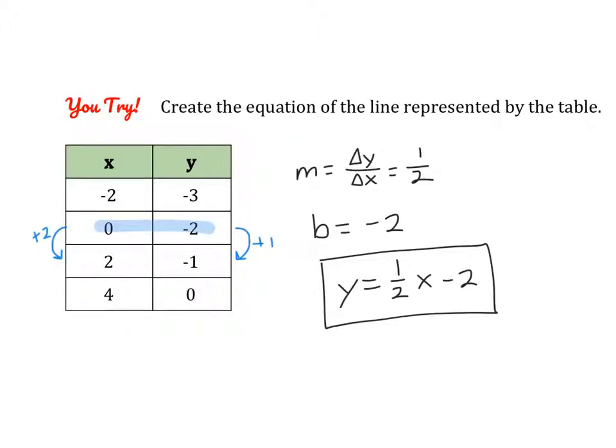All right, let's check our work. If I am finding delta y, I see that from here to here we're adding 1. So delta y is 1. From here to here we're adding 2. So delta x is 2. So our slope is 1 over 2.